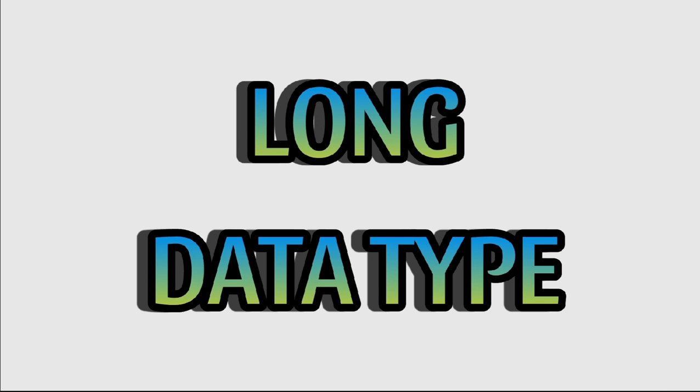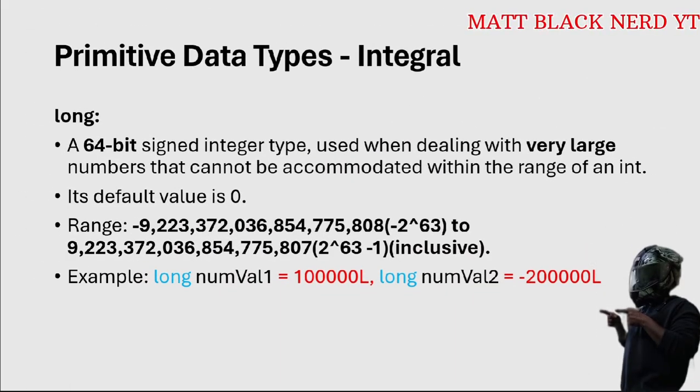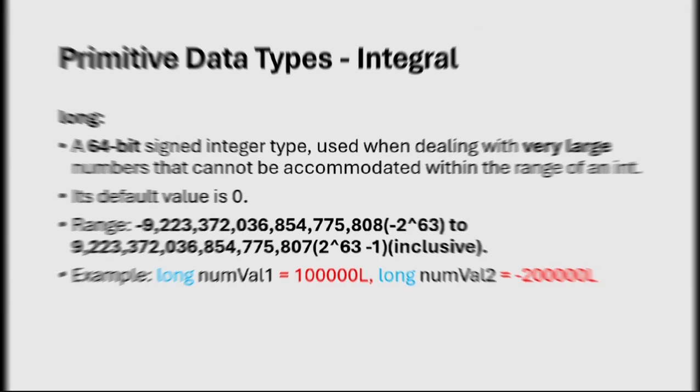What is the long data type? Long is a 64-bit signed integer type used when dealing with very large numbers that cannot be accommodated within the range of an int data type. Its default value is 0 and it ranges from -2 to the power 63 to 2 to the power 63 minus 1. In this example, numval1 and numval2 are variables of type long. The L at the end of the number is necessary to indicate that the number is a long literal.